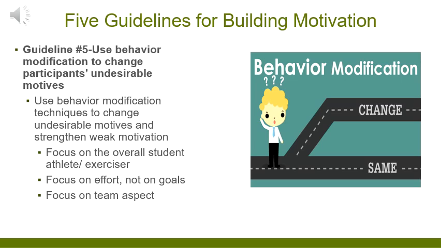The fifth and final guideline for building motivation seeks to use behavior modification to change participants' undesirable motives. Think of behavior modification as trying to correct a negative behavior before it gets out of hand. You have an athlete or an exerciser who's going down the wrong path, a negative path. Guideline 5 is to try to use behavior modification positively to enact a positive change in that individual.